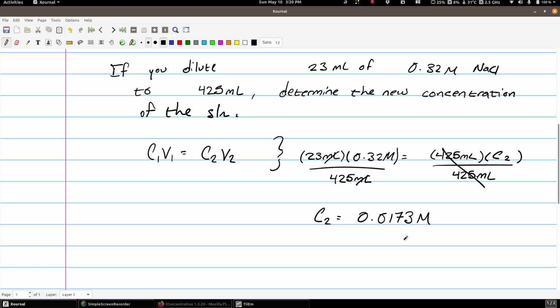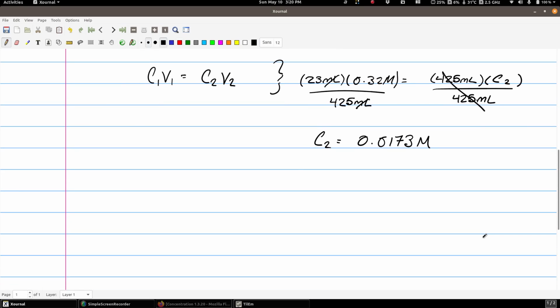So now we're going to do another problem. And this one's also important because this one tells you how to find the concentration. But you can use the concentration if you know what you're diluting, like what the compound is. You can use that to find anything.